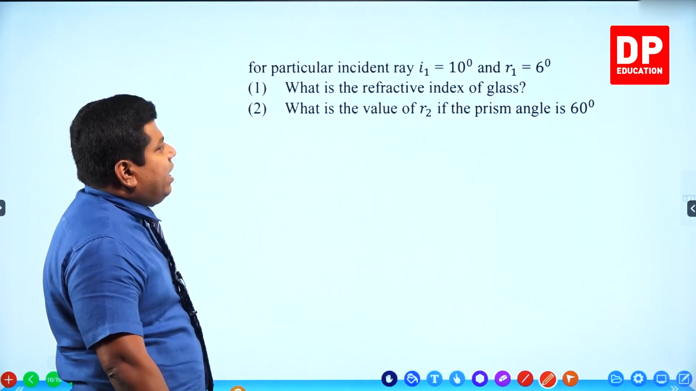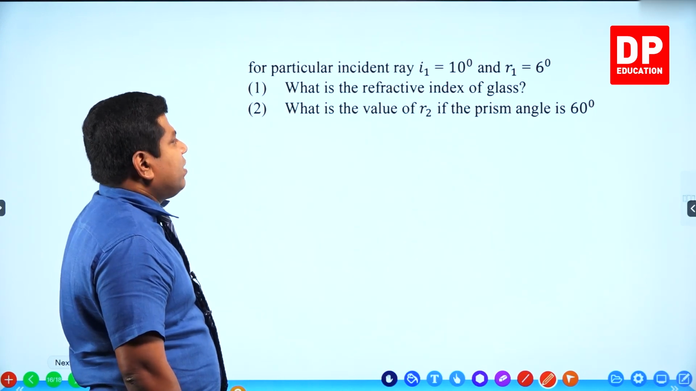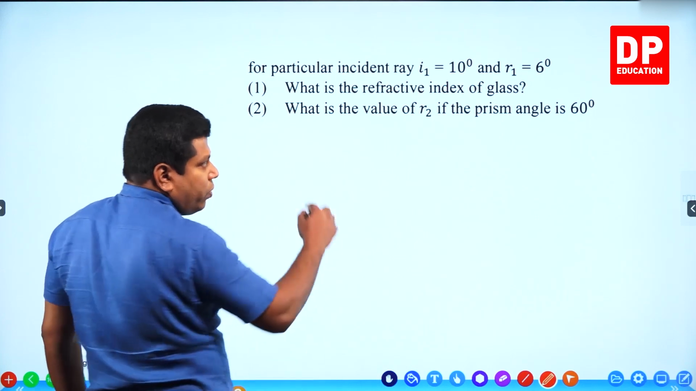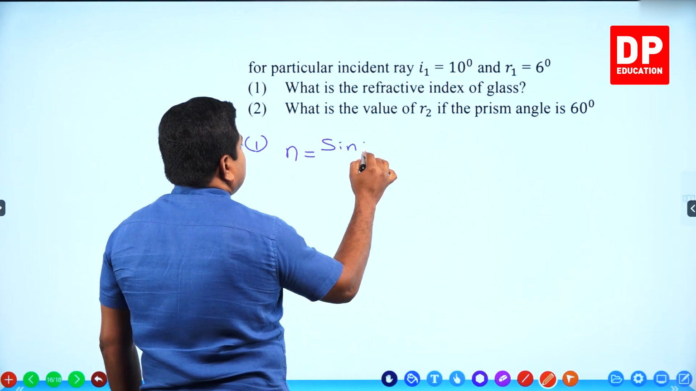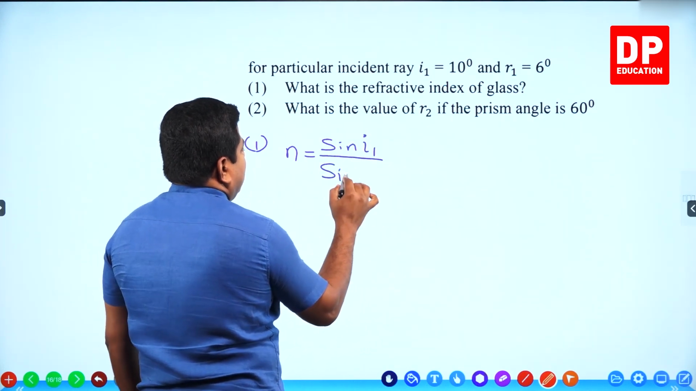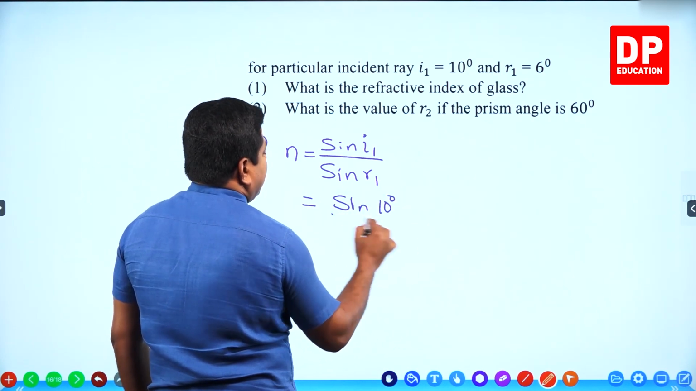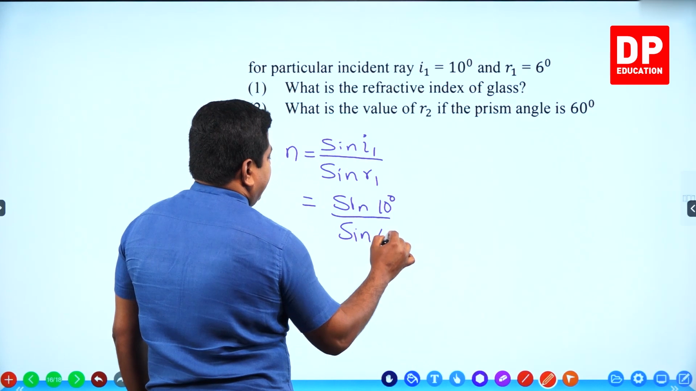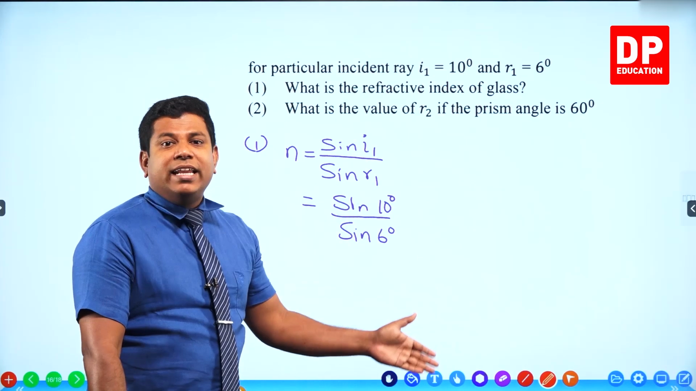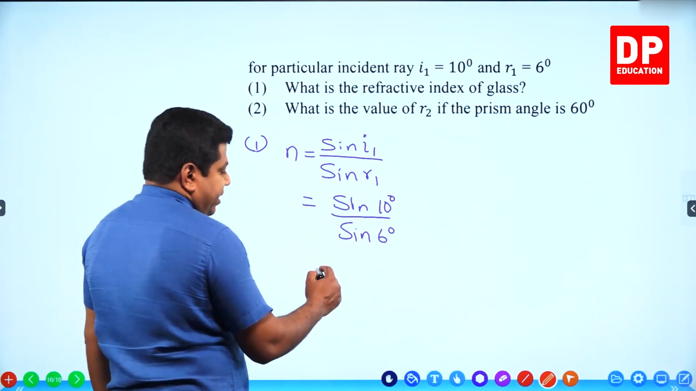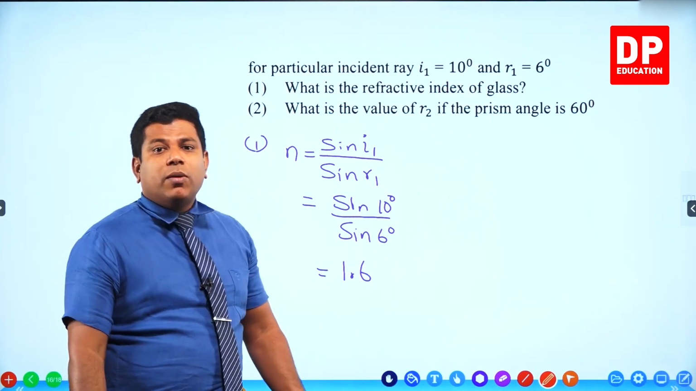For a particular incident ray, I1 is equal to 10 degree, R1 is equal to 6 degree. What is the refractive index of glass? You know, N equals sine I1 over sine R1. Sine 10 degree divided by sine 6 degree. So you take the sine table, find sine 10 degree, sine 6 degree, divide the answers, you will get approximately 1.6. When you round it, you get 1.6.